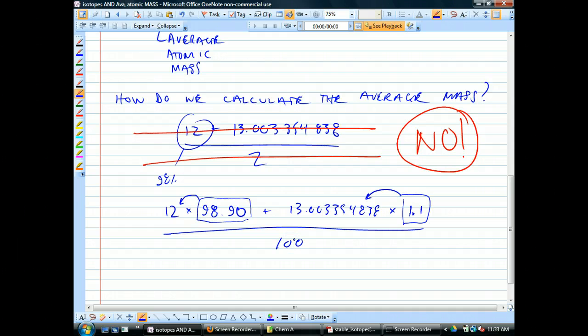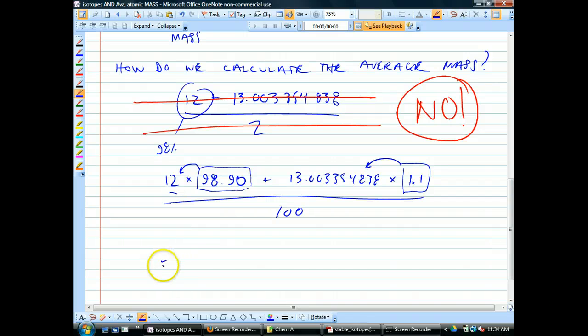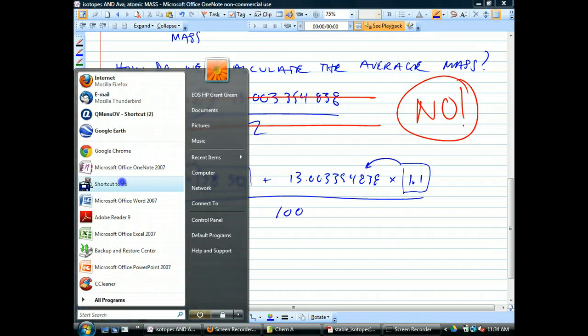John's doing 200. No, because look what's happening. 98.9 of them have a mass of 12, and 1.1 have a mass of 13. That adds up to 100. You're doing the distribution in the numerator. So I'm just going to divide by 100. So let's see what I get if I do this calculation.